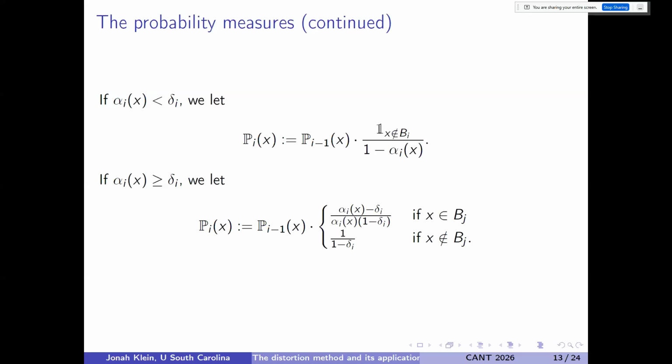If alpha_i(x) is greater than delta_i, we similarly introduce some sort of distortion or not, depending on if it gets covered at stage i or not. Once again, I think those should be i's on the right. Sorry about that. Okay, and so those are the probability measures. This is all very technical.